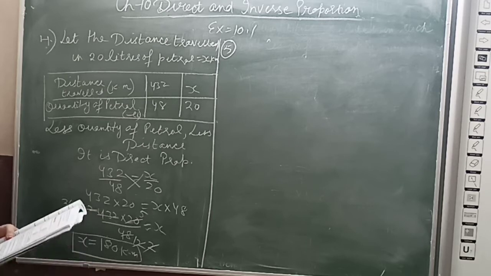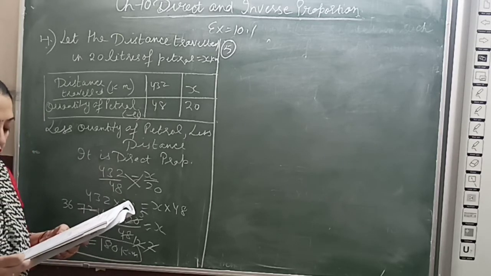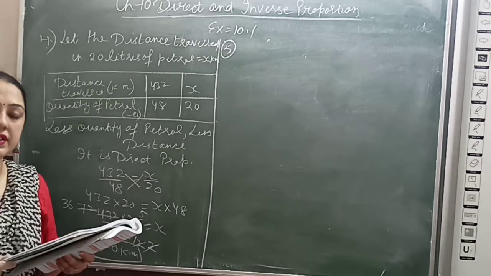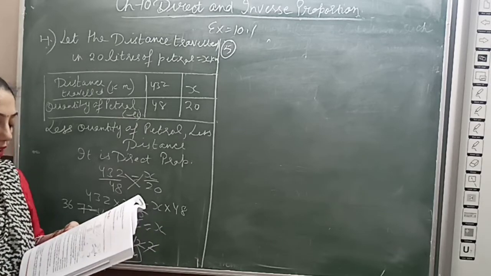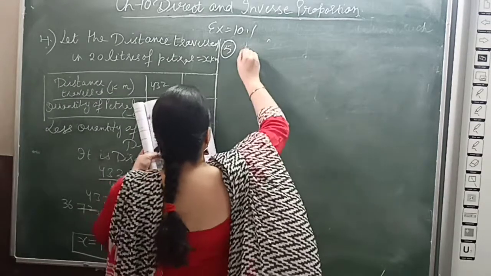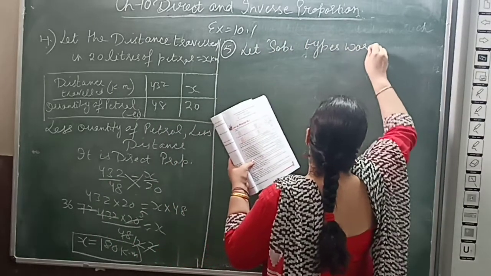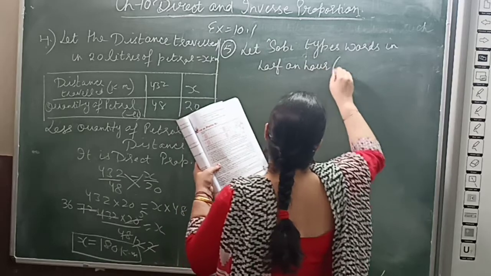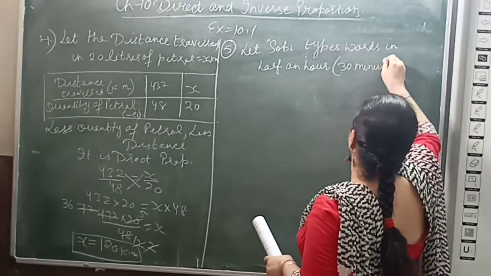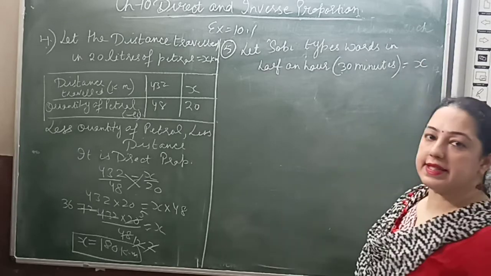Right? Now, sum number 5: Sophie types 108 words in 6 minutes. How many words would she type in half an hour? Half an hour means 30 minutes. More time, more words she will type. So, let us write here, let Sophie type x words in half an hour. Beta, half an hour means 30 minutes. Everybody know half an hour is equal to 30 minutes. And let us suppose the words typed in half an hour is x.